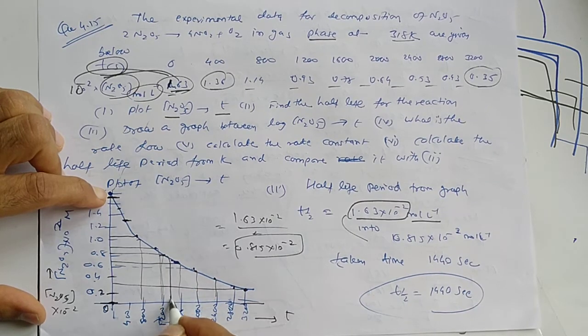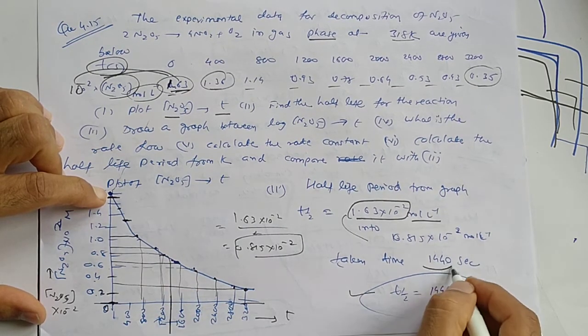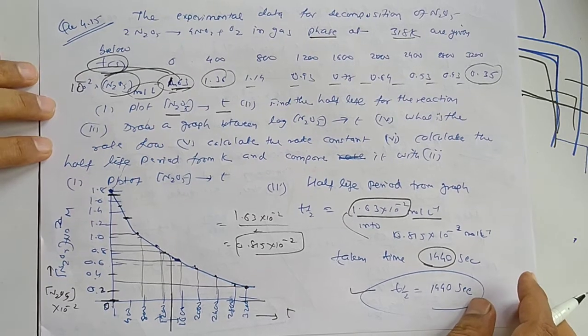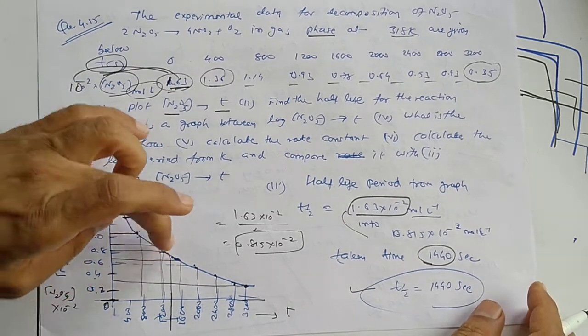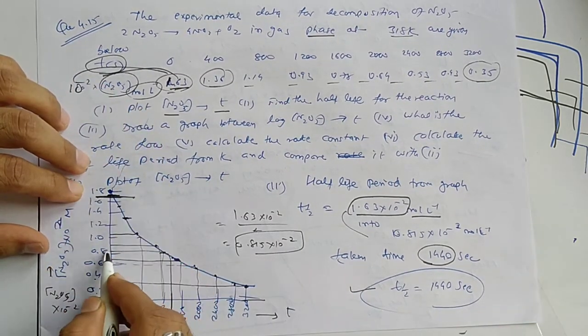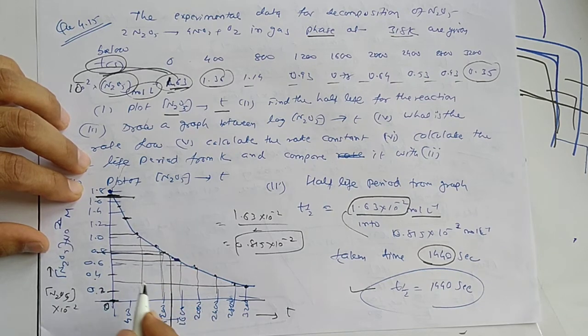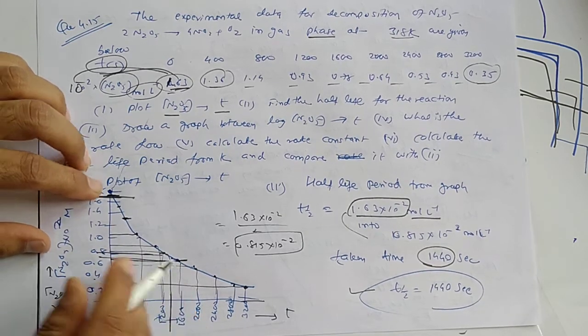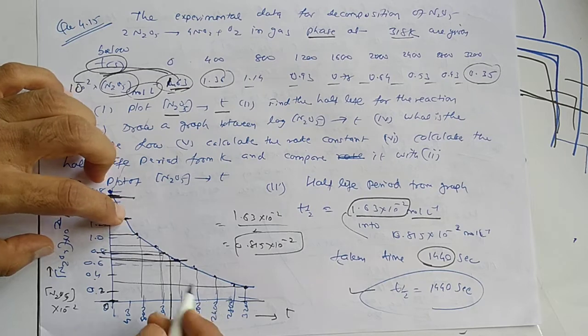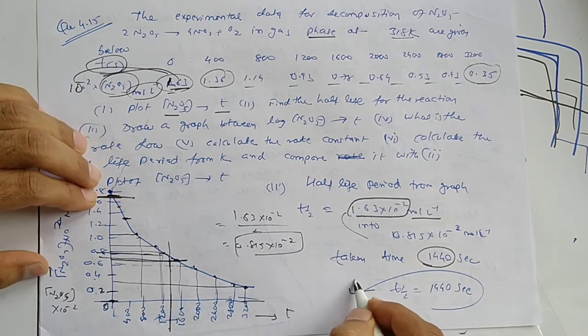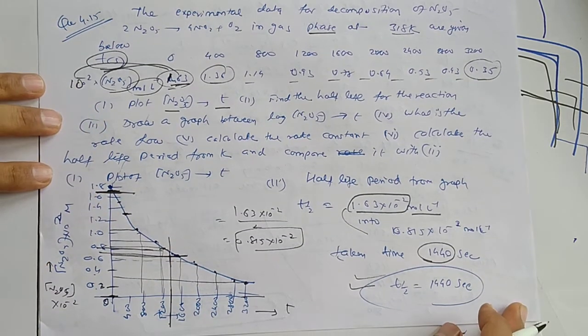So here the time is 1440. T1/2 means the time when the concentration became half. From here to here it became half. So the time taken to become half is called T1/2. So 1440 is the exact value.